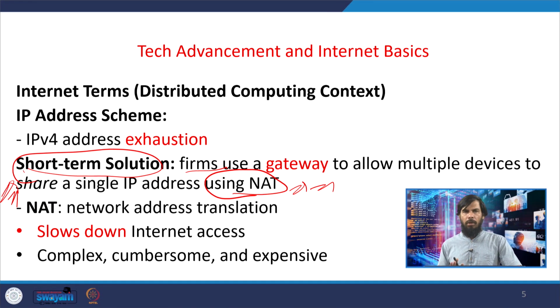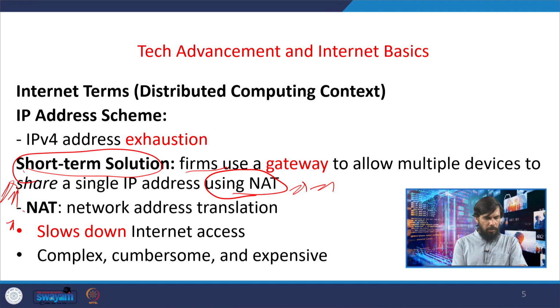So, obviously when we talk about this gateway and multiple devices sharing the single IP address, the speed will go down. Therefore, firms which have to do this are at a disadvantage in terms of network speed, in terms of internet speed, right. So, the short term solution is something that works, but it is not something that is very desirable, right.